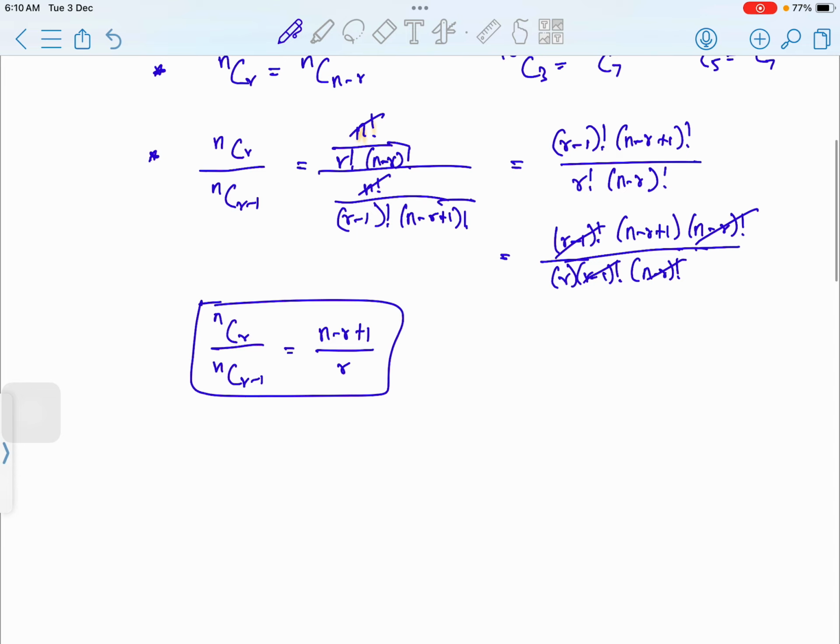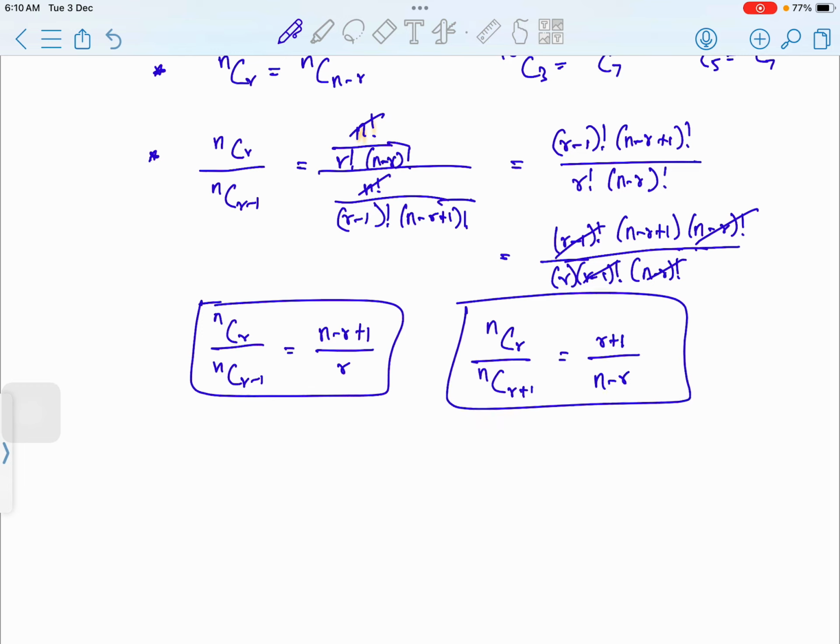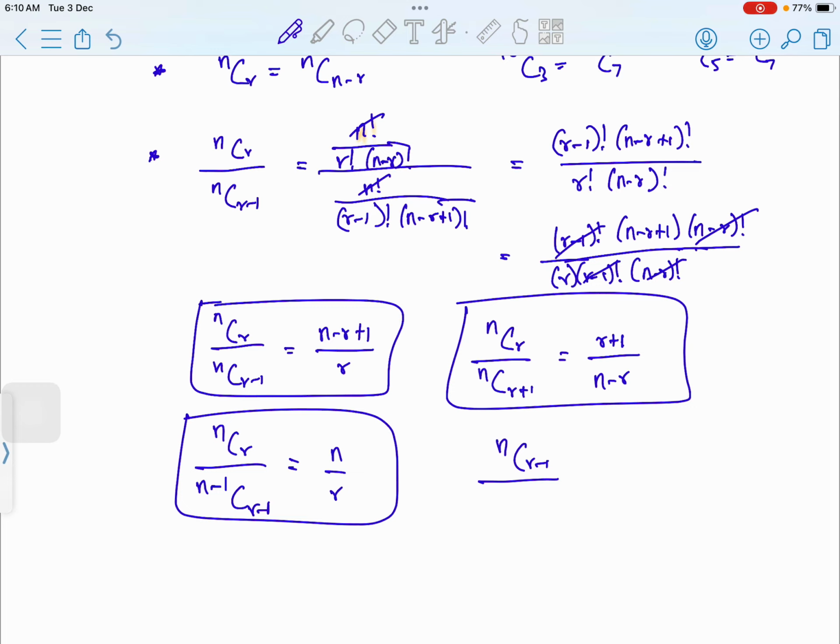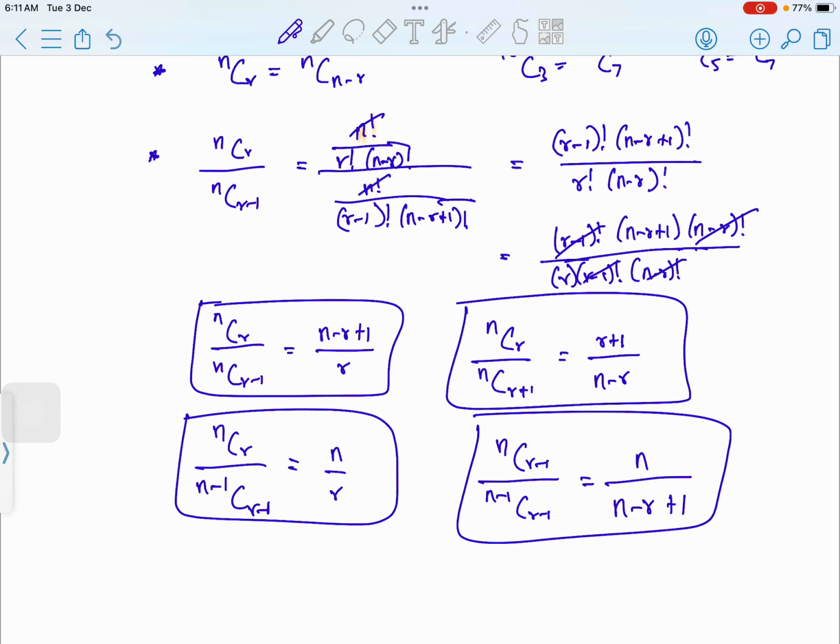So next, similarly, there are other cases. nCr by nCr plus 1 equals r plus 1 divided by n minus r. And nCr by n minus 1 Cr minus 1: the power is reduced by 1, the base is also reduced by 1, which gives n by r. nCr minus 1 by n minus 1 Cr minus 1: the power is reduced, the base is the same, which gives n by n minus r plus 1. Same as the previous one, you can also derive all these formulas.